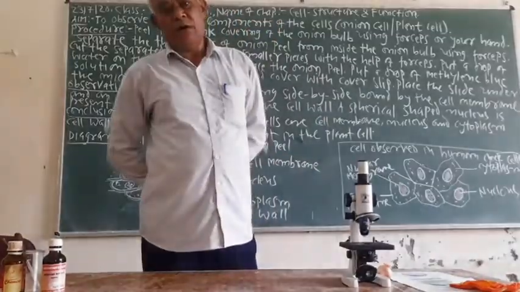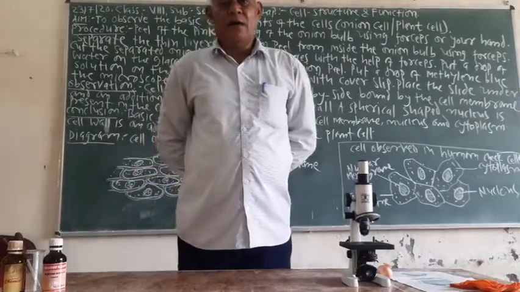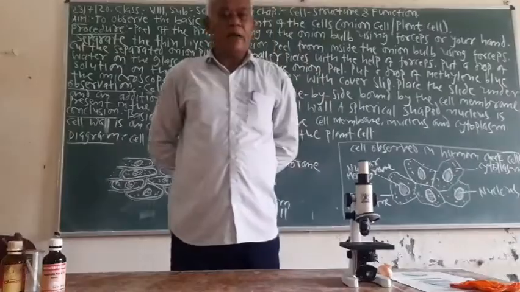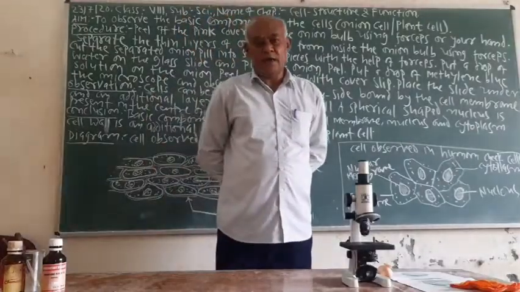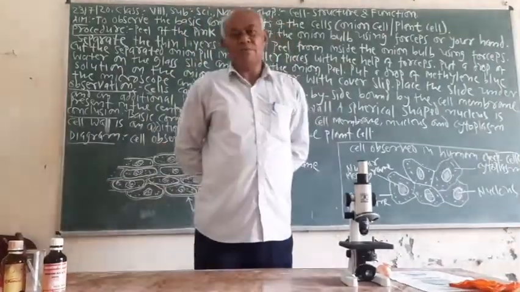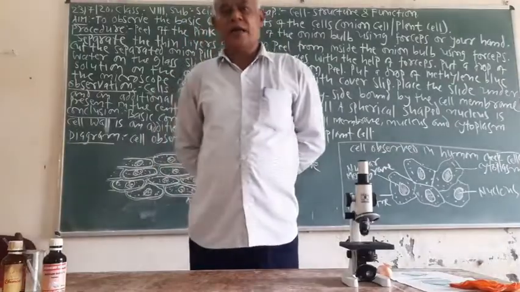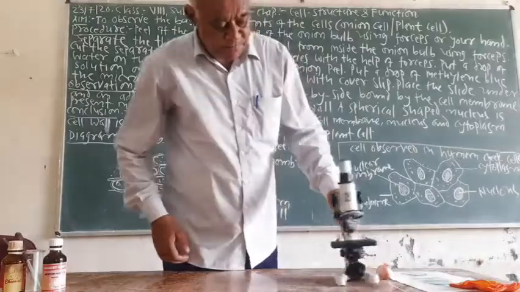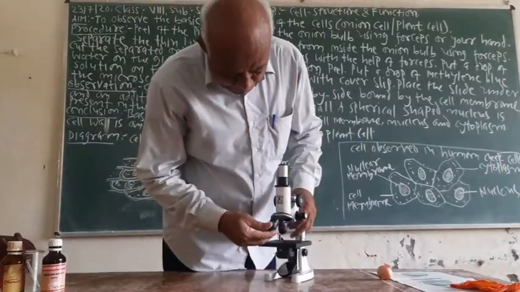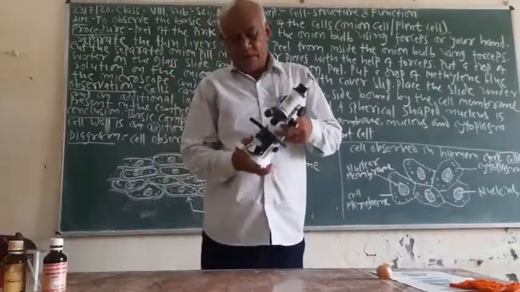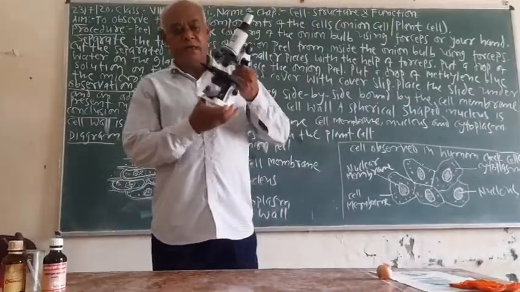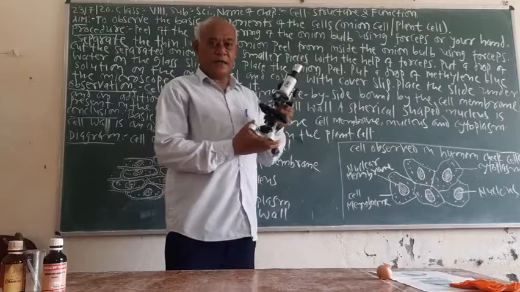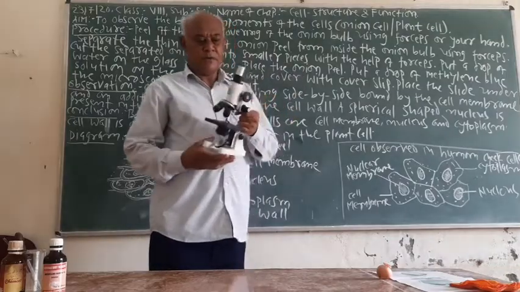If we observe the cell under the compound microscope, the magnification of the cell is much larger than that of the simple microscope. In the compound microscope, you see the compound microscope in my hand. This is a compound microscope.